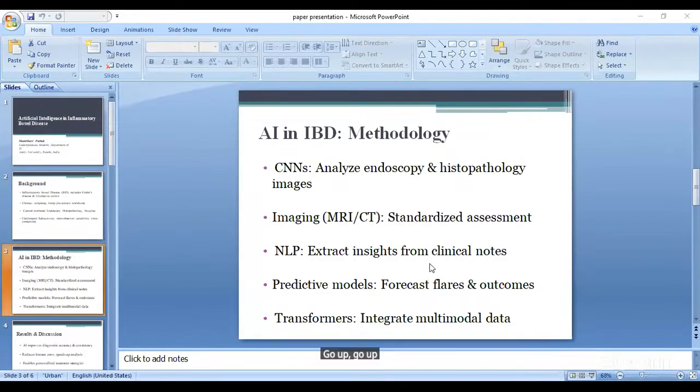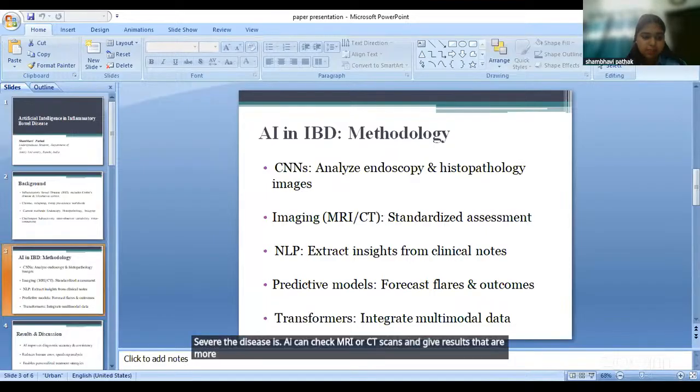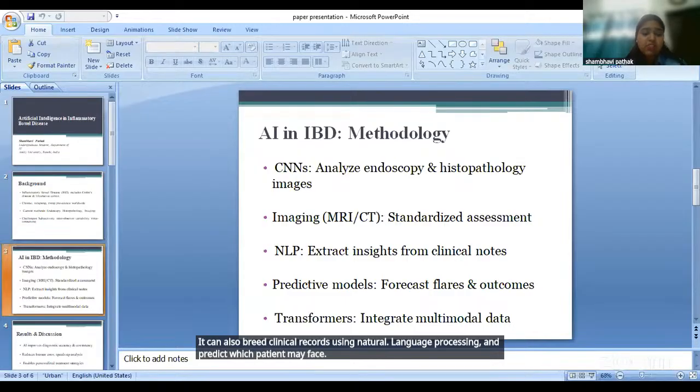This is where artificial intelligence or AI comes in. AI can look at endoscopy imaging and find signs of ulcer or swellings. It can also study biopsy slides from patients and tell how severe the disease is. AI can check MRI or CT scans and give results that are more consistent. It can also read clinical records using natural language processing and predict which patient may face a disease flare.